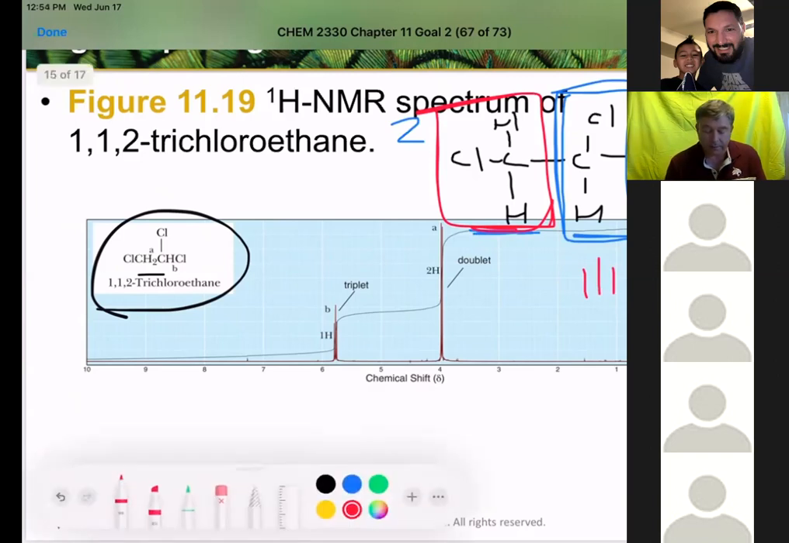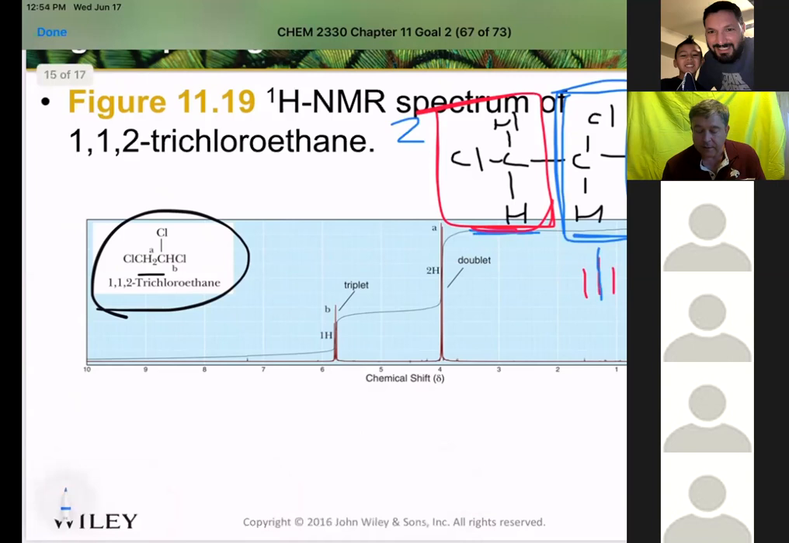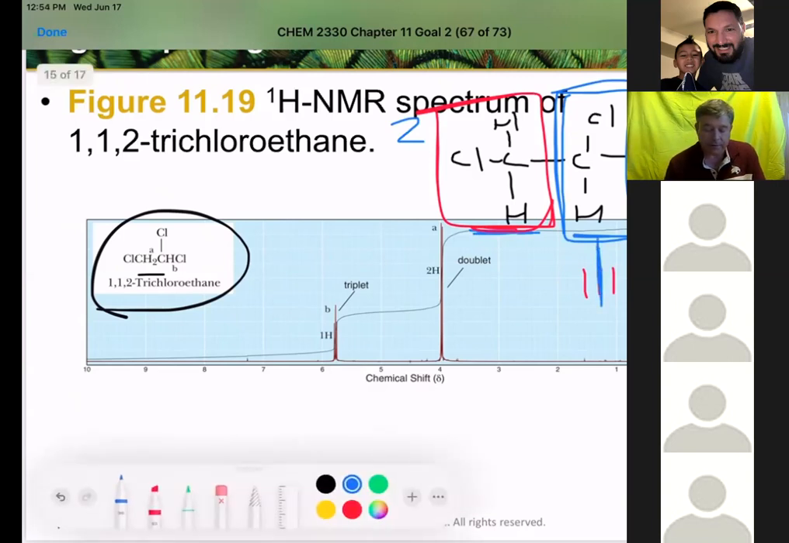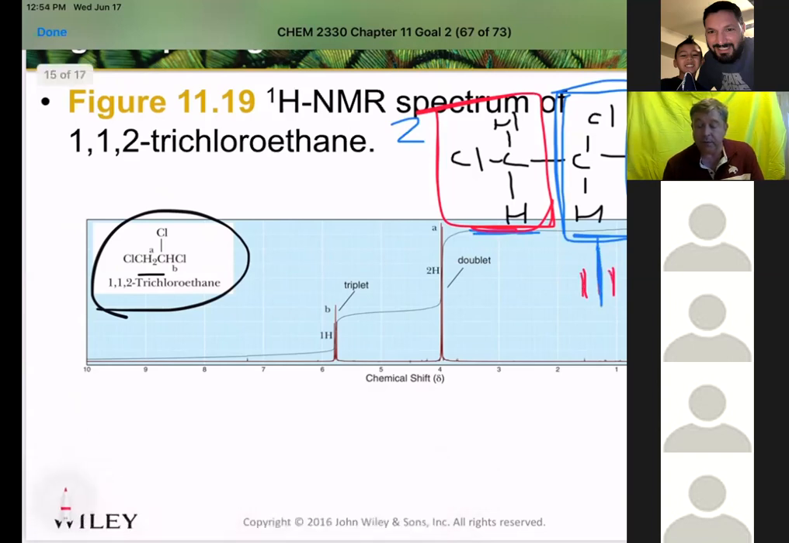So the peak for itself is the middle, and then the 2 hydrogens next to it. Even though they're equivalent, there's a total of 2 hydrogens there. So we're going to get a total of 3 peaks. And when we call 3 peaks, we call it a triplet, okay? And a doublet is 2 peaks.